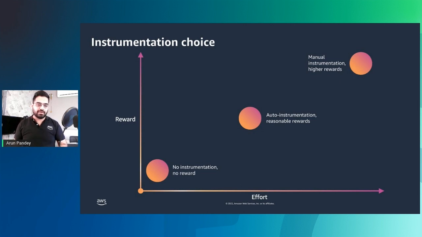And again, I just thought of plotting it against the effort and reward. If you do the manual instrumentation, you will have more granular control. So you will put in more effort, but then you will have more reward because you will exactly instrument the metric that you need to monitor your application based on your use case.